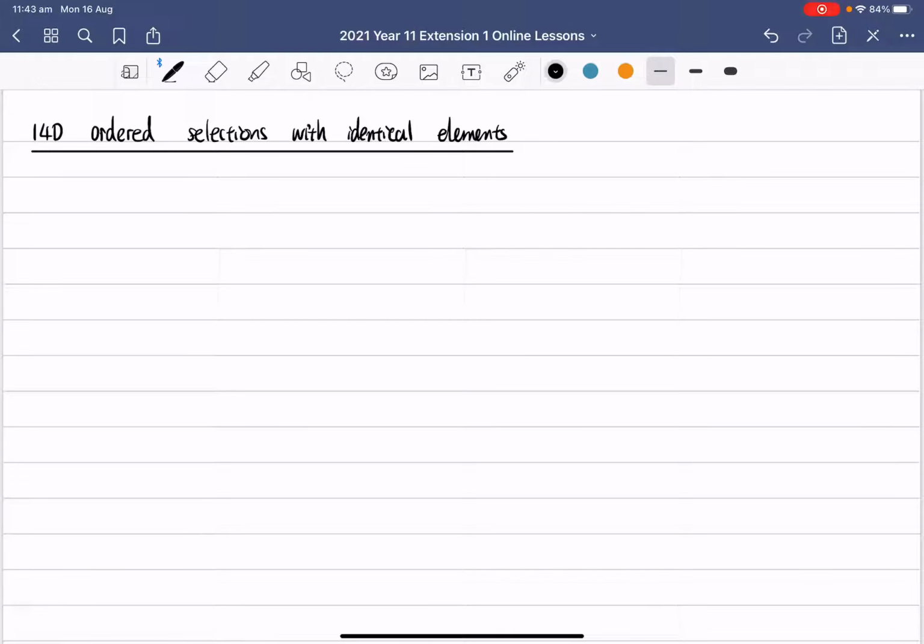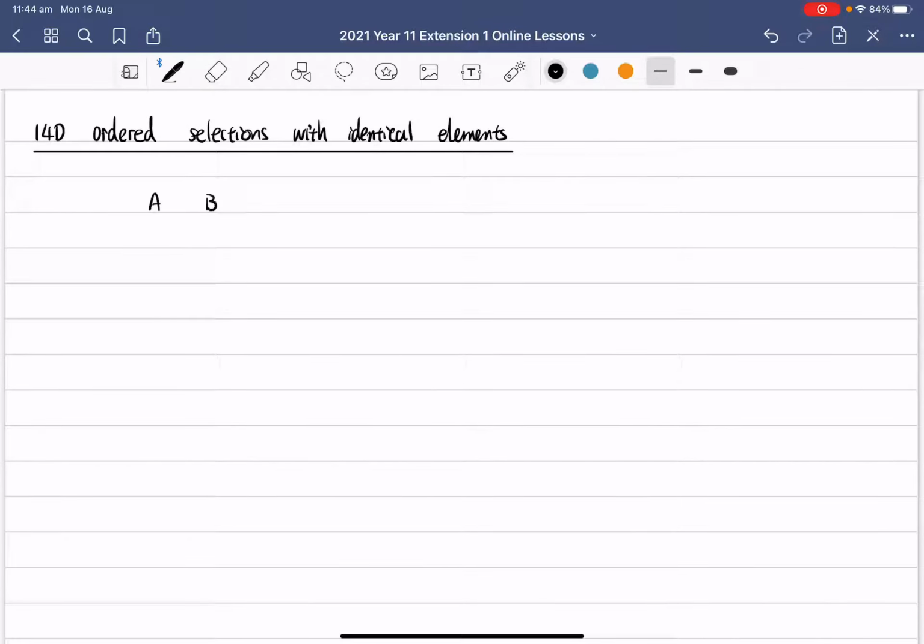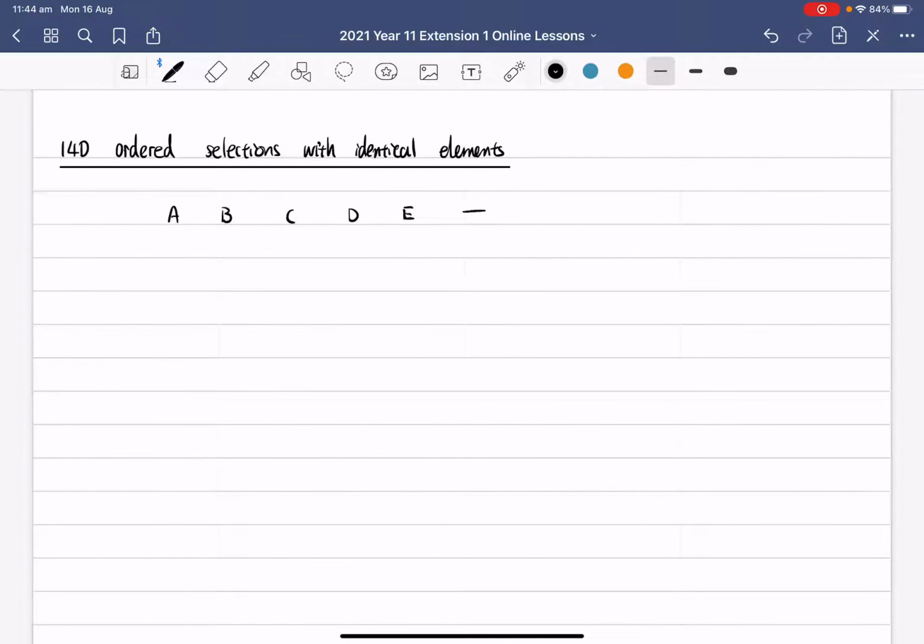Okay, so we're going to start this lesson, exercise 14D, ordered selection with identical elements. So far, for the previous questions that we have done, we have not permitted any element to be repeated. For example, if we need to order A, B, C, D, E, none of them are repeating. So we've got all distinct elements, and obviously if there's no restriction, then the number of ways of ordering this is just going to be 5 factorial.